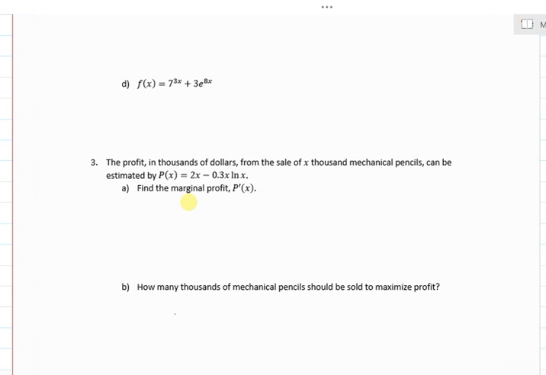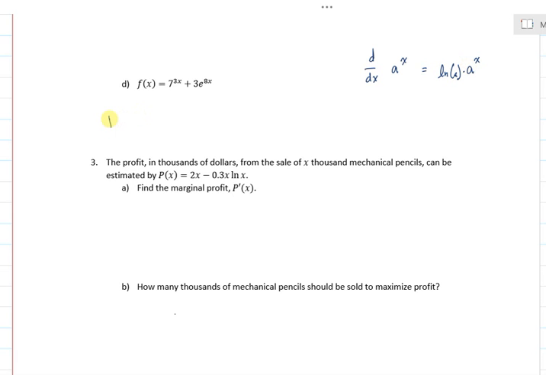Part D, still differentiating. So we need to recall that the derivative of some random number to the x, just like e to the x, we get an a to the x term back, but then we have to multiply by natural log of a.